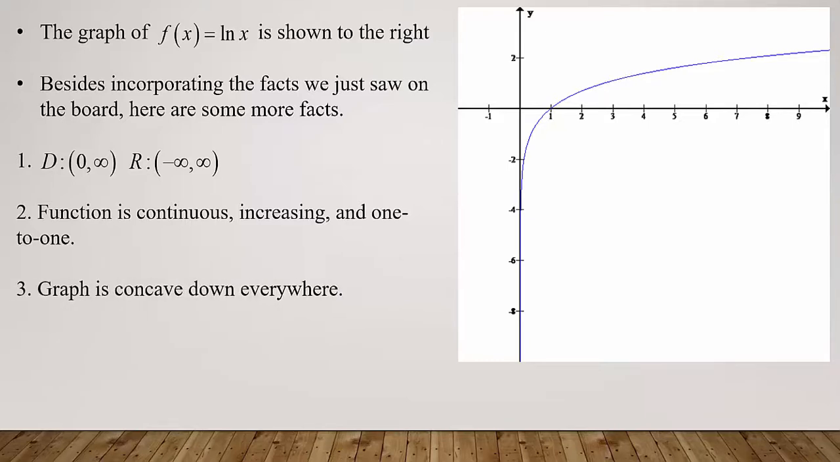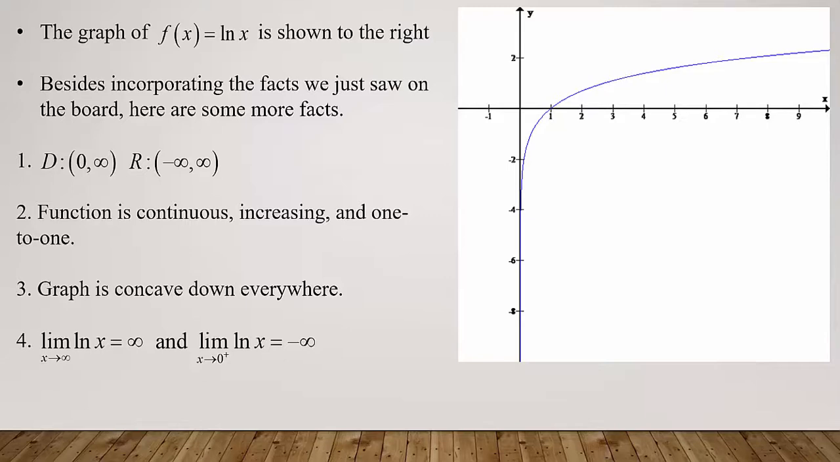Also, looks like the graph is concave down everywhere. Tangent lines to the graph would be above the curve. And a couple of calculus facts. The limit as x goes to infinity of ln x is infinity. And the limit as x approaches 0 from the right side, it's the only side we can approach 0 from, of ln x, well, that limit is negative infinity.